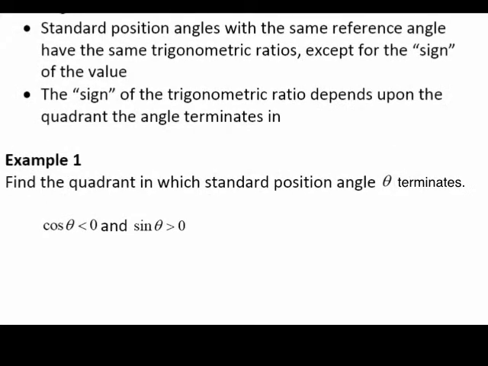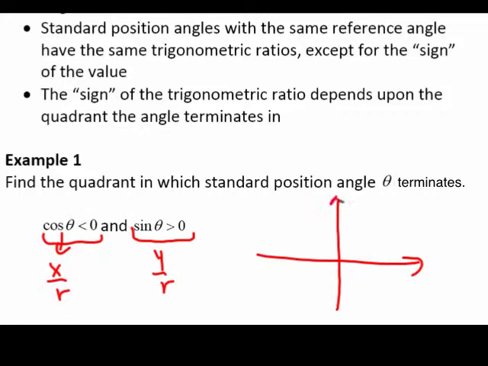Here's a question. Find the quadrant in which a standard position angle terminates if you know that the cosine ratio is negative and the sine ratio is positive. So you can think of the cosine ratio as being the x coordinate divided by the radius. The sine is the y coordinate divided by the radius. Okay, let's just sketch this out.